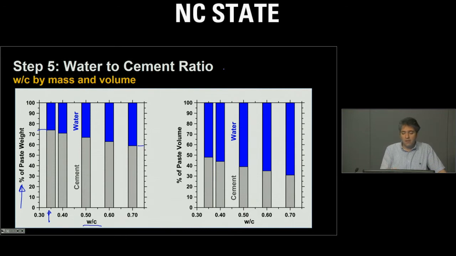However, when we convert this to volume, we see something drastically different. In the case of water cement ratio of 0.7, we see that something around 30% is made of cement, and something around 70% of the system is water by volume. This is because of the huge difference, 3 times difference, between the specific gravity of water and cement, of course. And in the case of, for example, water cement ratio of 0.35, you can see that approximately 50% of the volume is made of cement, and 50% of the volume is made of water.